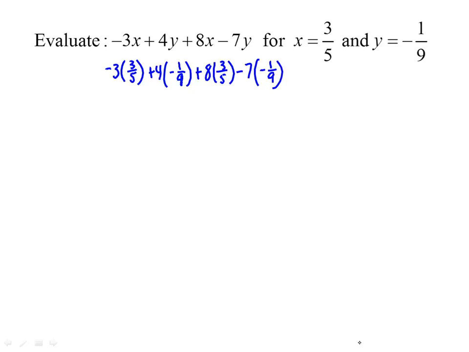help you. I understand that these are not mixed numbers. We discussed this extensively the other day. These are multiplication problems. These are not mixed numbers. So it says negative 3 times 3/5, and that's what you're going to put in your calculator. Negative 3 times 3/5. And then you're going to do 4 times negative 1/9. And then you're going to do 8 times 3/5. And then you're going to do a negative 7 times negative 1/9.